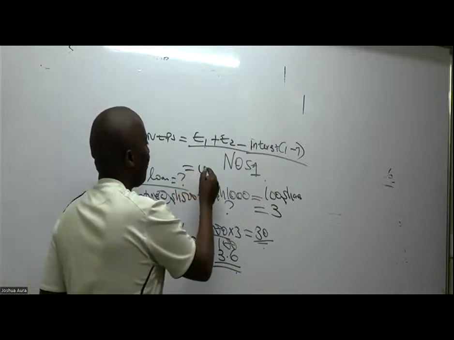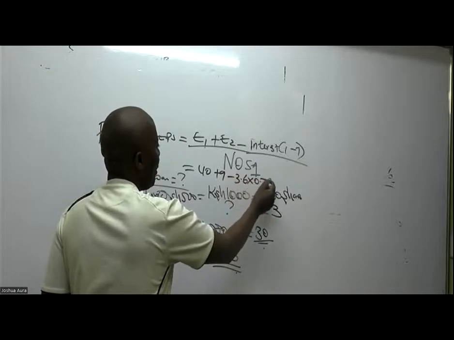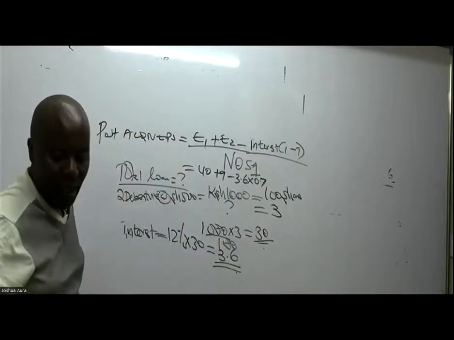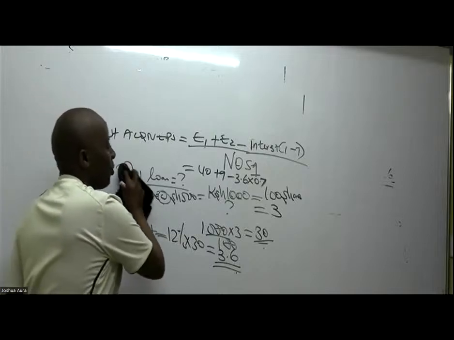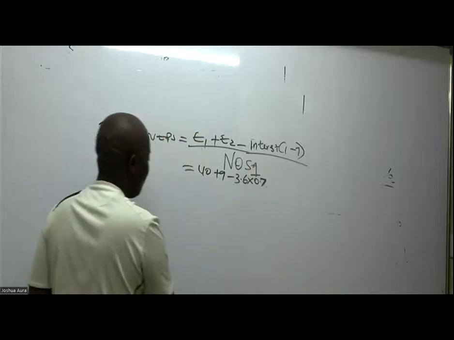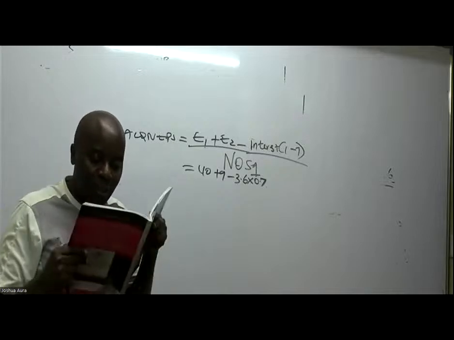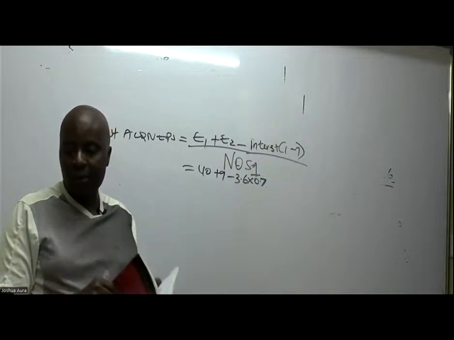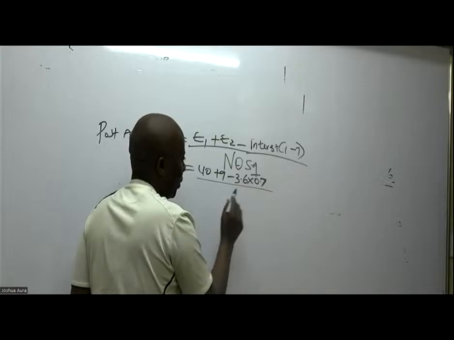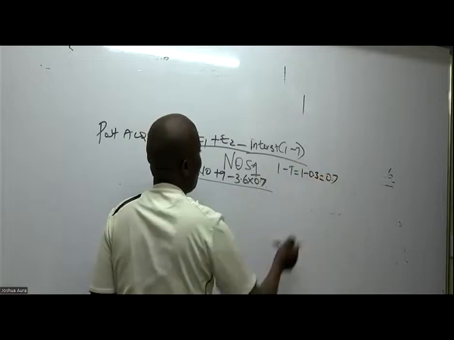So this is 40 plus 9 minus the interest of 3.6, times 0.7. I'm so sure of the 0.7. You guys haven't yet seen where I got the 0.7 from. It's 1 minus tax, isn't it? Tax this time round is 30%. It's given down there. So 1 minus 0.3 will give us 0.7.